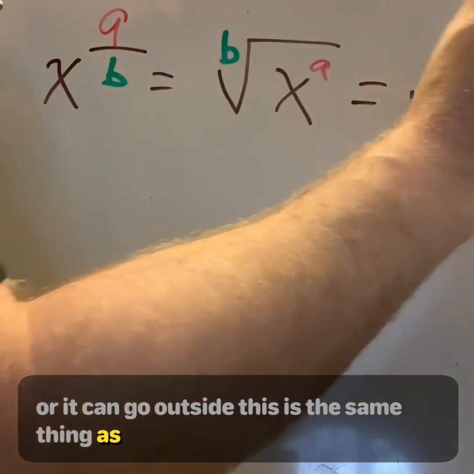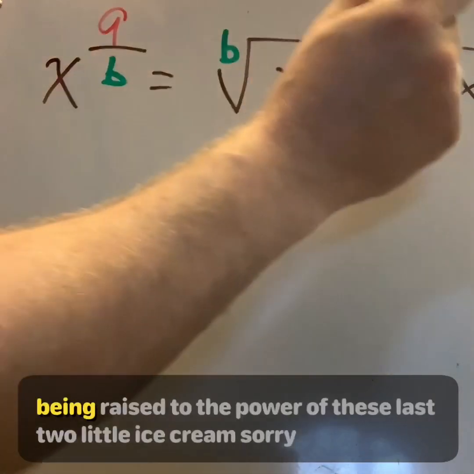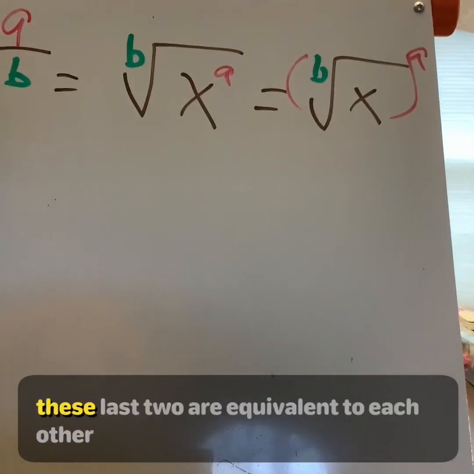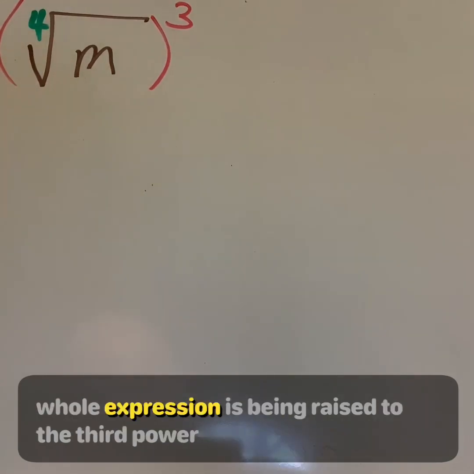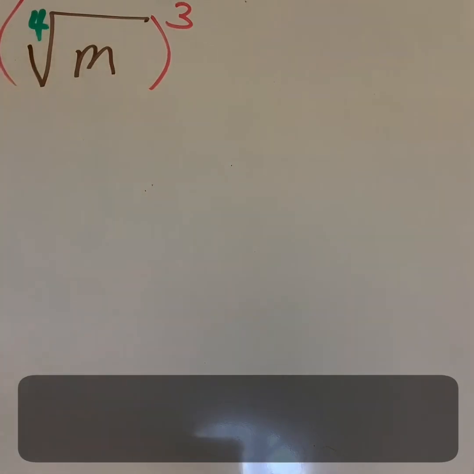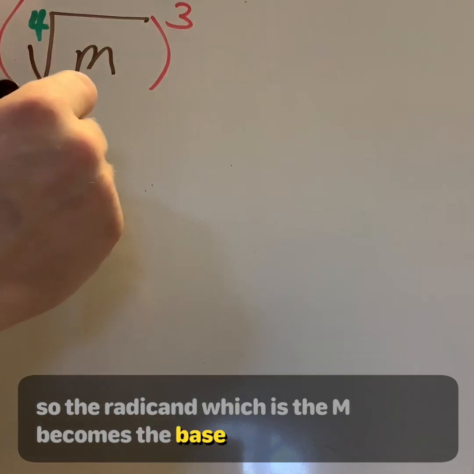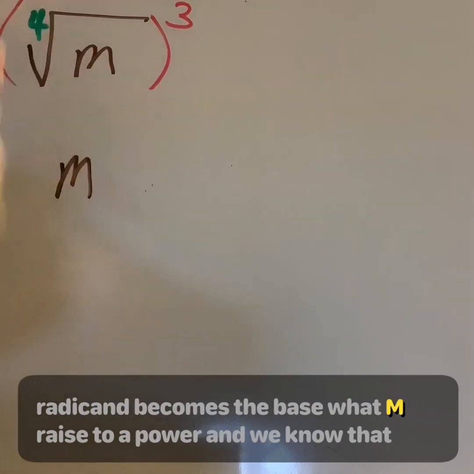This is the same thing as the bth root of x, the whole thing being raised to the power of a. These last two are equivalent to each other. So if we are given an expression that says the fourth root of m, and the whole expression is being raised to the third power, and you're told to write it in exponential form, the radicand, which is the m, becomes the base, so it's m raised to a power.